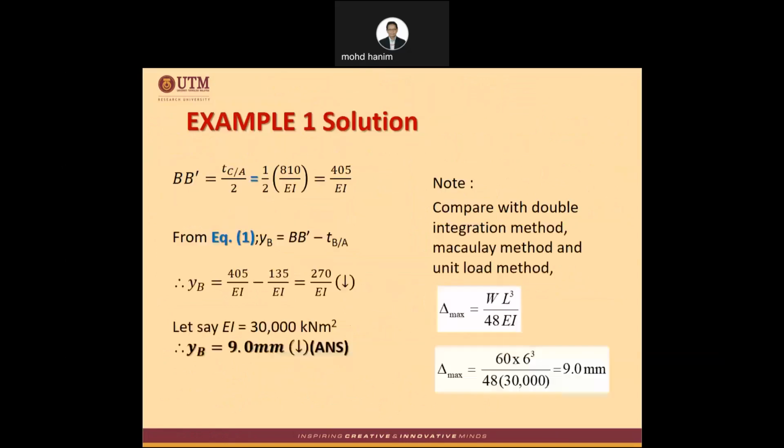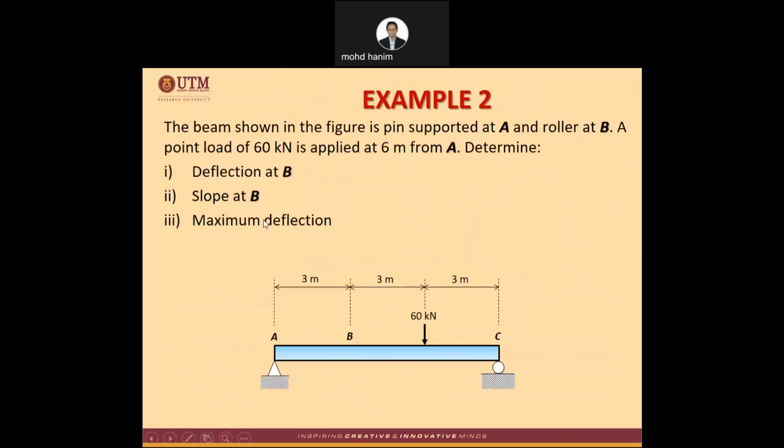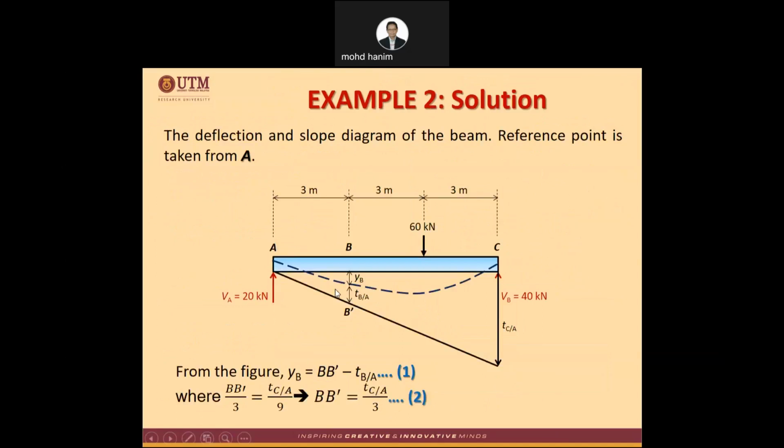And what next? Maximum deflection. Okay. Now, in first example, maximum deflection is at mid distance. But for this example, example number 2, we do not know where is the maximum deflection. Maybe here, maybe here, maybe here. Between B and C, we do not know. But for sure, what we know is that at the point of maximum deflection, the slope is equal to 0.